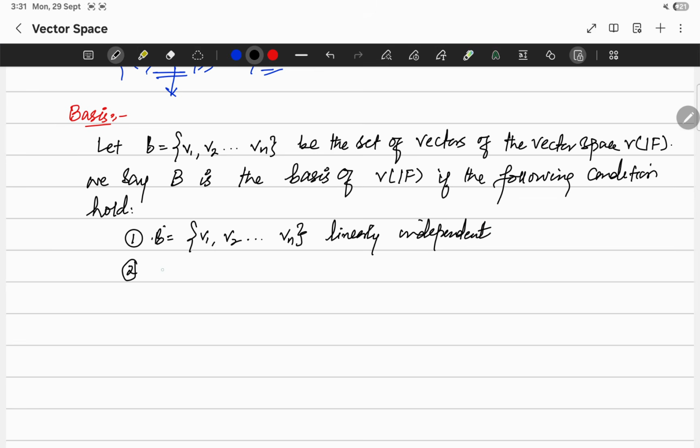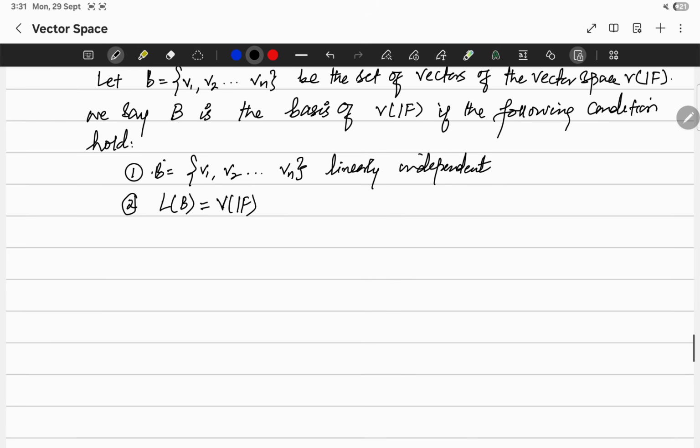And second is that the linear span of this B will be your whole vector space, meaning every vector of the vector space can be written as a linear combination of these vectors. Linearly independent, you know, means that alpha 1 v1 plus alpha 2 v2 plus so on plus alpha n vn will be 0 only when every alpha i is equal to 0, meaning all the scalars are 0. It is only possible to make this linear combination equal to 0 in that case.